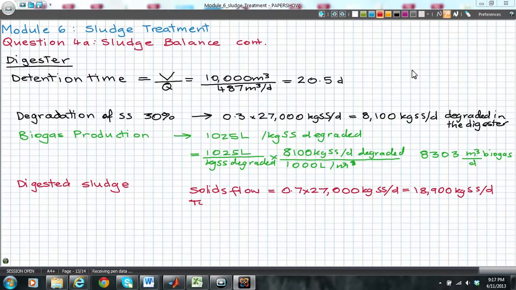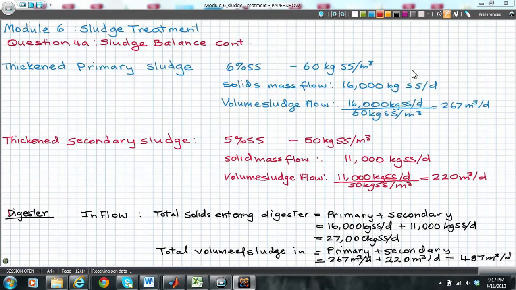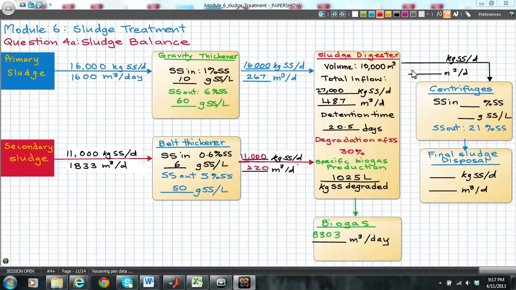And the total flow, the volumetric flow, will be the same at 487 cubic meters per day. So we have 18,900 kilograms of suspended solids per day exiting the digester, and the volume is going to be 487 cubic meters per day.